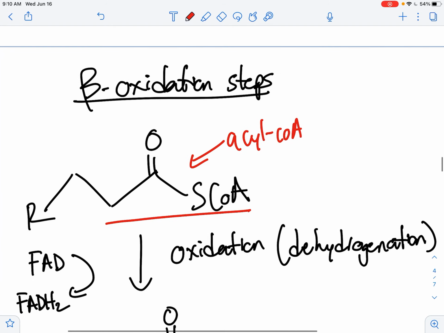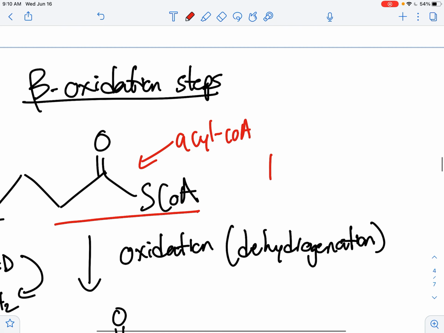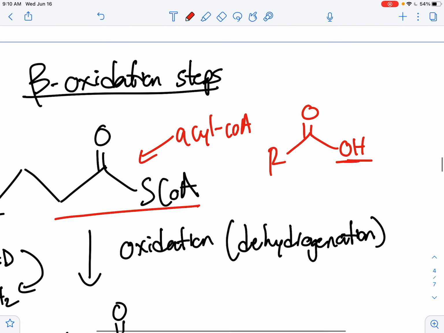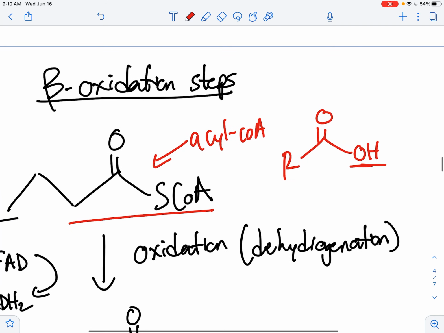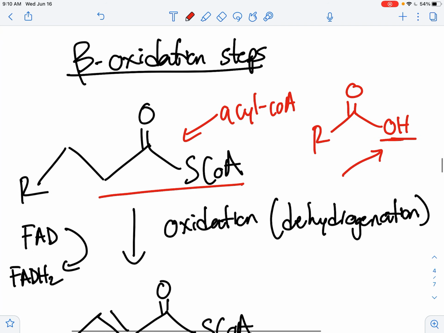And notice how this is not a standard fatty acid. This is a standard fatty acid, where you have an R group and then you have a carboxyl group at the end. We replace this OH group with this SCoA group, and the reason we make that modification is because the mitochondrial membrane is impermeable to normal fatty acids. We have to modify it if we want the fatty acid to enter the mitochondria so that we can then break it down into acetyl-CoA.